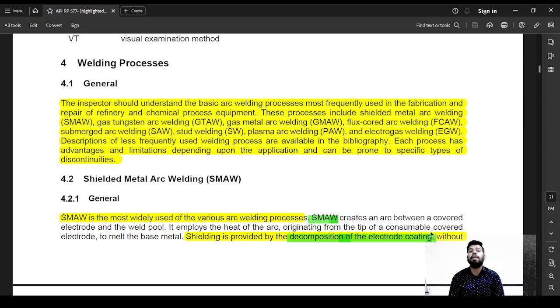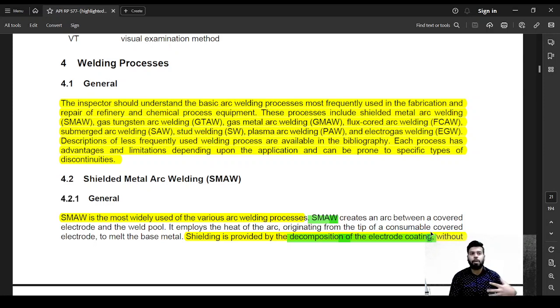But out of these, SMAW, GMAW, GTAW, and to some extent submerged arc welding are generally used. But again, there is a possibility of you using more than one welding process listed here. Okay. The descriptions of less frequently used welding processes are available in the bibliography. Each process has its advantages and limitations depending on the application and can be prone to specific types of discontinuities. So depending on what kind of welding process you're doing, some discontinuities can be associated with those as well.